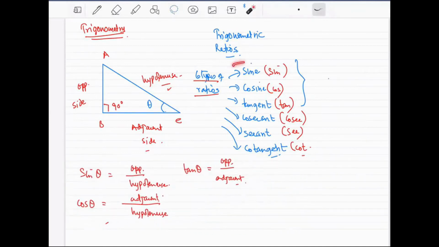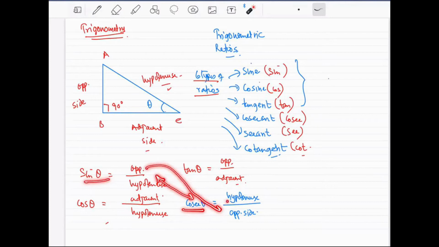What's the next one? We have done sine. You focus on my highlighting part right here. We have done cosine here. We know the definition of tangent also. What about cosecant, or cosec? Cosec is the reciprocal of sine. That means if I write cosec theta here, we write the reciprocal of sine. The formula for sine is opposite by hypotenuse. Write it upside down: hypotenuse above, opposite side down. So it will look like this: hypotenuse divided by opposite side. You should know that sine theta and cosec theta are reciprocals of each other. What is above is below here, and what is below is above here.